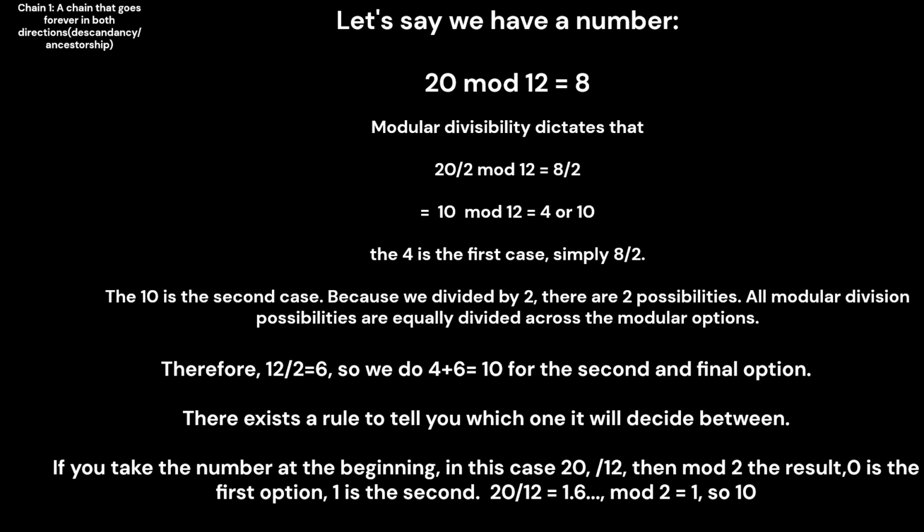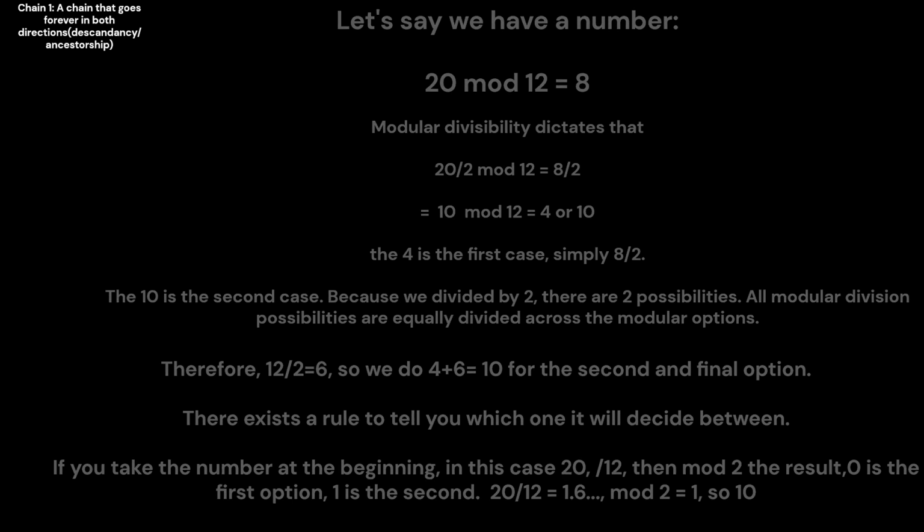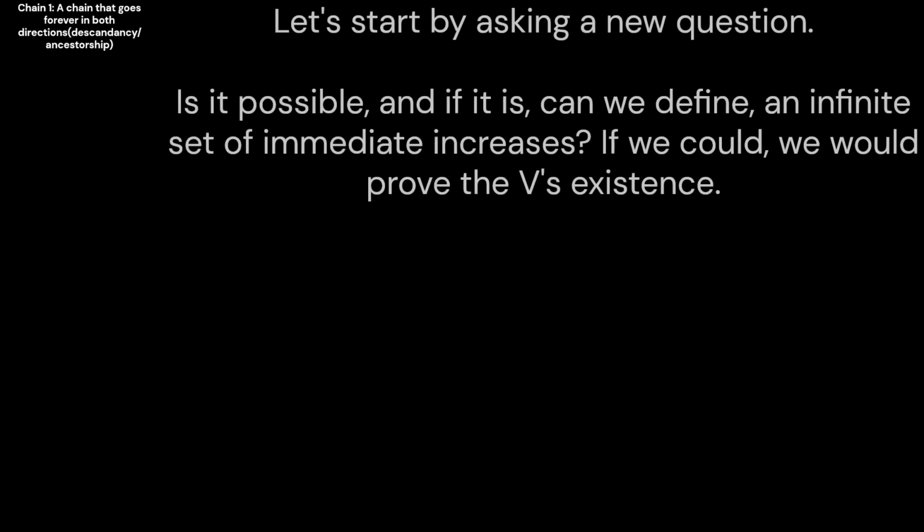If it were 3, we divide it by 3 and then add it twice. If you want to know which option will be picked, you can read the rule below, but it doesn't matter for the proof. Let's start by asking a question.